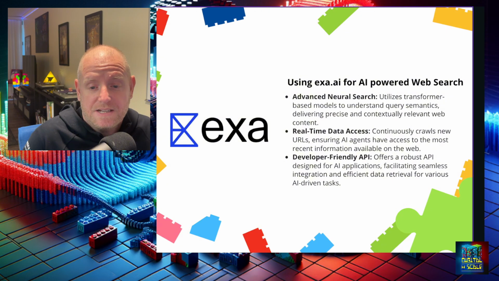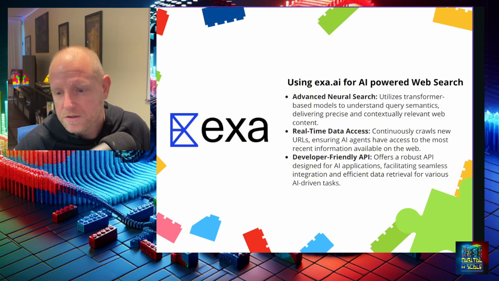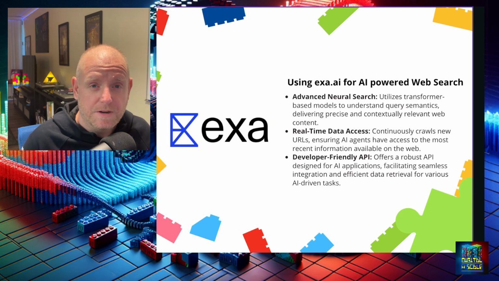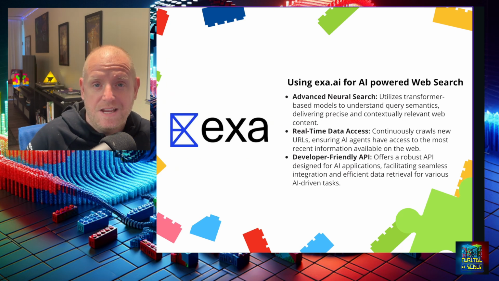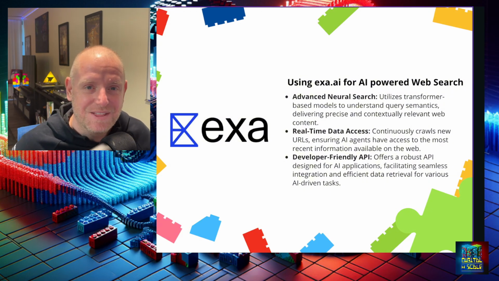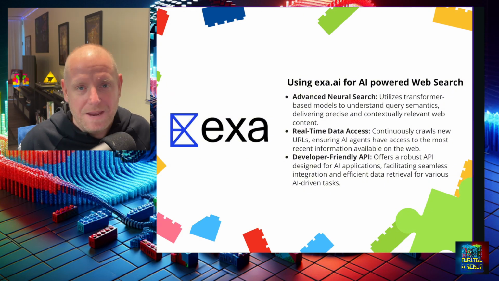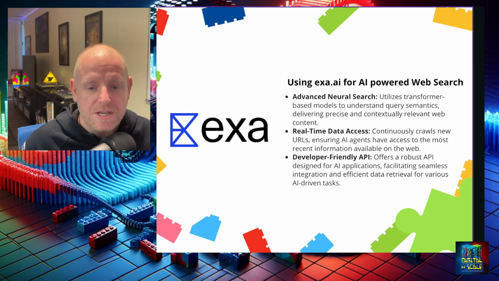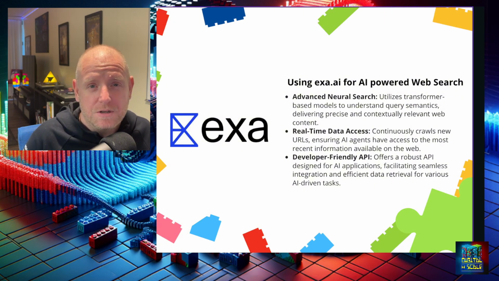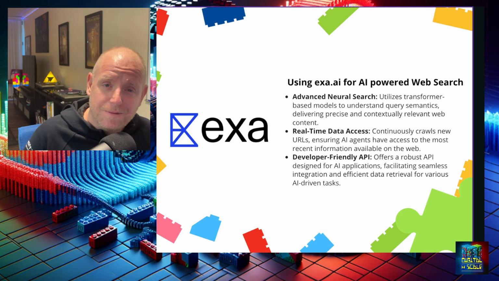Also, it gives us access to real-time data. It's constantly crawling new URLs so that it has the most relevant information. And it is also very developer-friendly, so they have a very good API. We love APIs in automation because we can hook them up to N8N or Make or Answer AI as tools. So by having such a great and robust API, it allows us to get all the benefits of the web search tool feature, which is a pretty hard problem to solve.